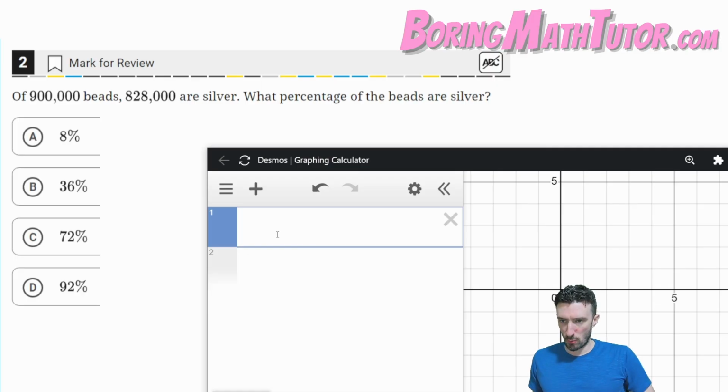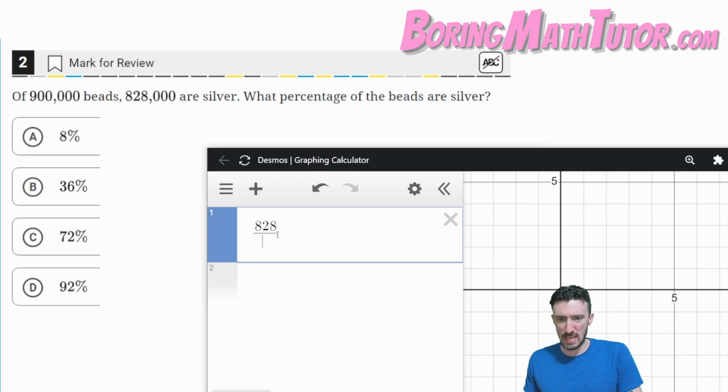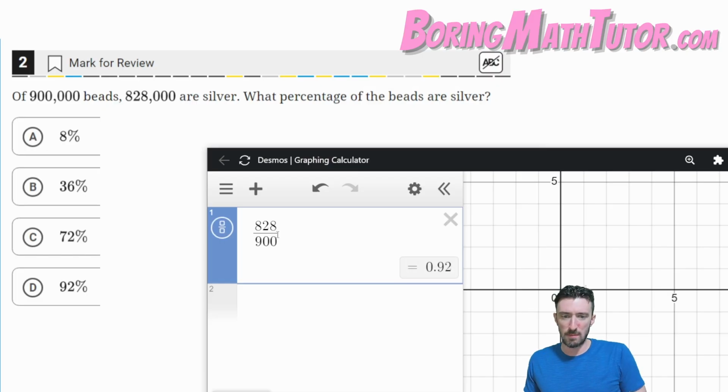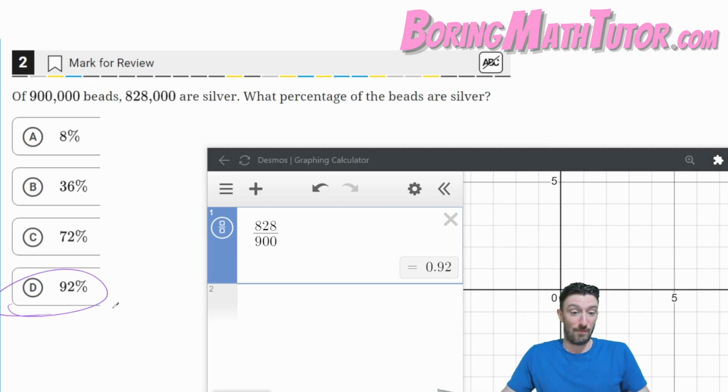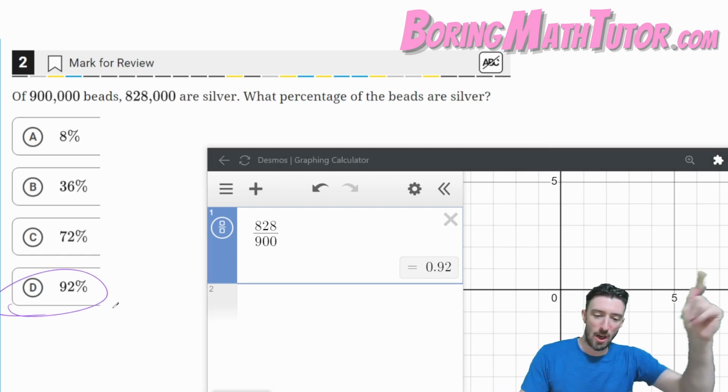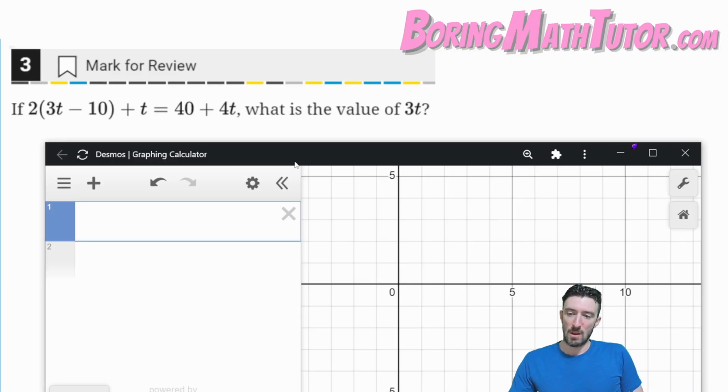So that means we're just going to have to put in a fraction of 828,000 divided by 900,000. Well, that's the same thing as just saying 828 divided by 900. And that gets me 0.92. What is 0.92 as a percentage? It's 92%. All right, we're done.